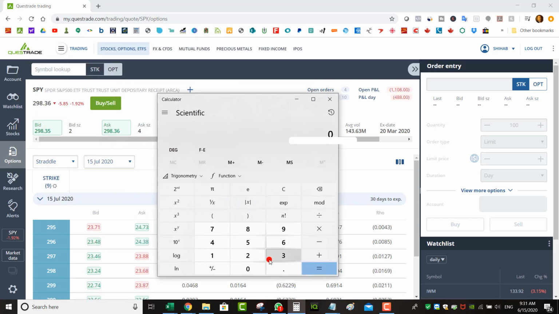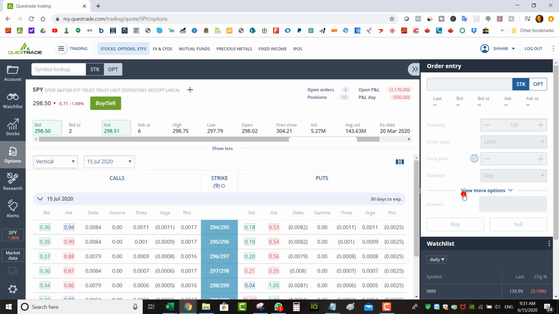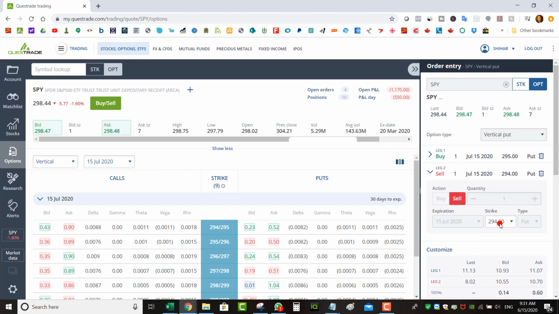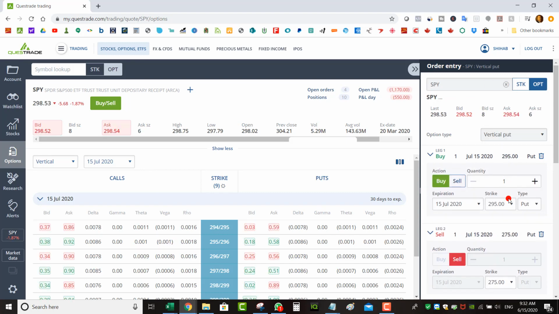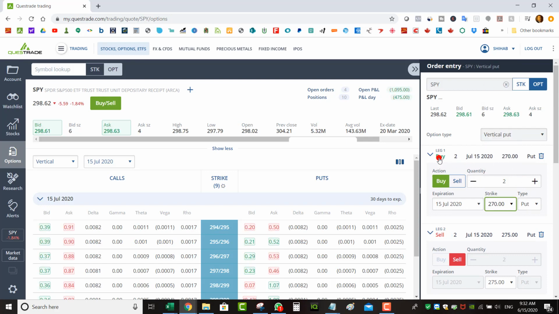So it shows here that the SPY was trading at 298 at 9:31. The value of the straddle is about $23. So I took 298 minus 23, which gives me about 275. So I'm picking a 275 short strike and a 270 long strike. So that's my put spread.